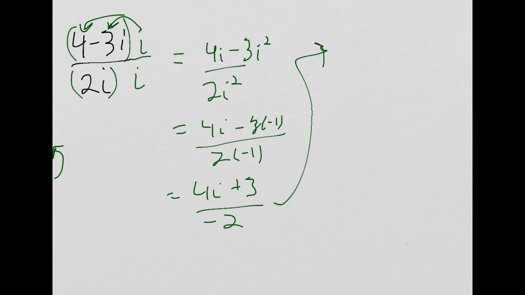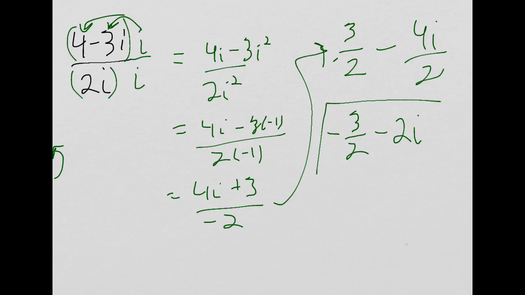So that gives me, I'm going to change the order. I'm going to put the real part first. So that gives me 3 over 2 negative. And then, so I'm dividing the two parts in here. Like I'm going to do this over the negative 2 and then this over the negative 2. And then minus 4i over 2, which gives me a final answer of minus 3 over 2 minus 2i.